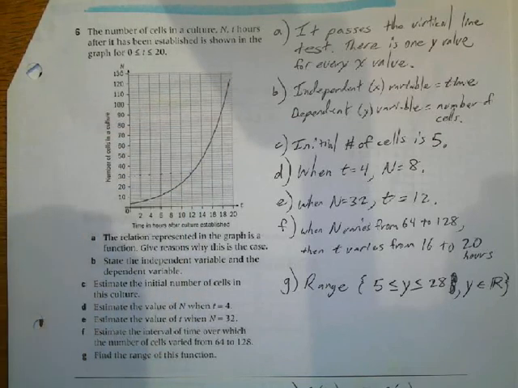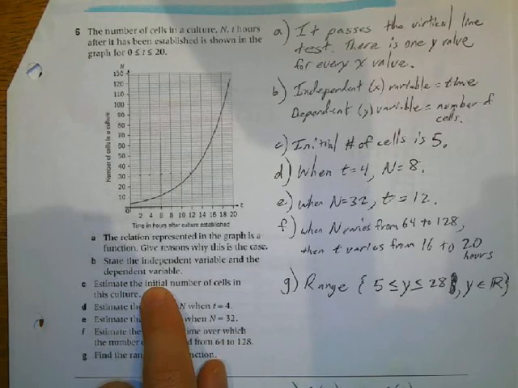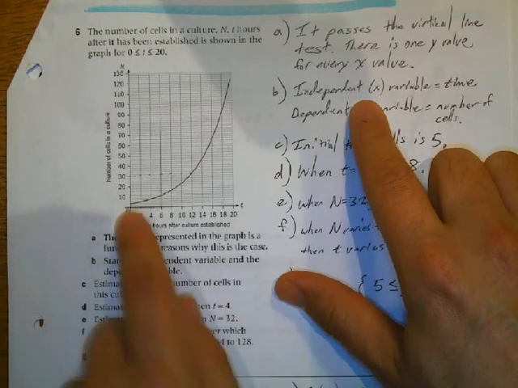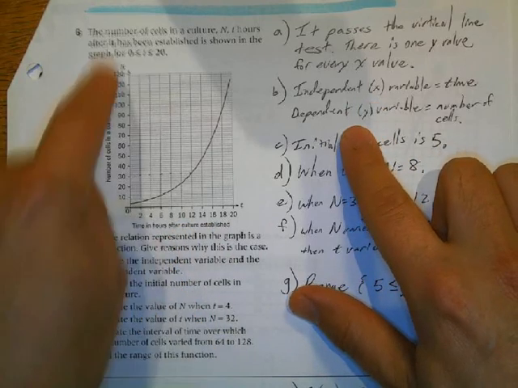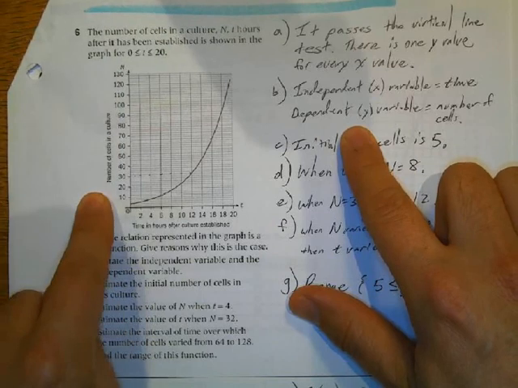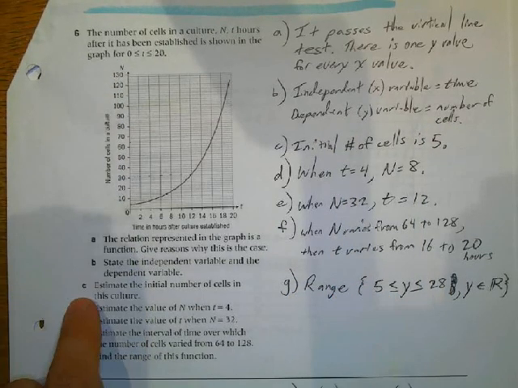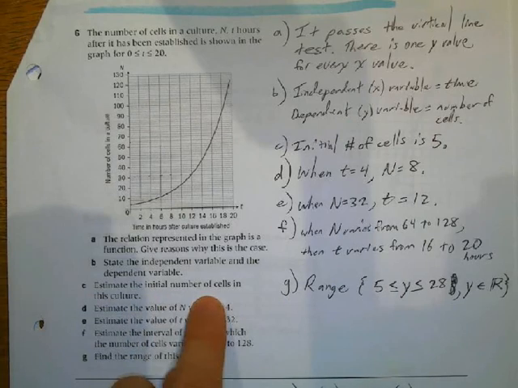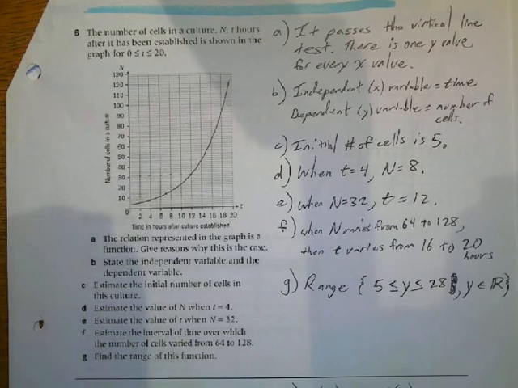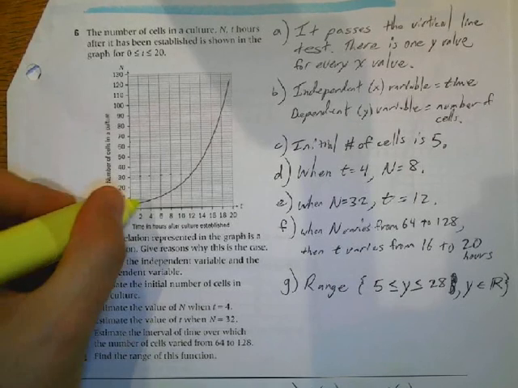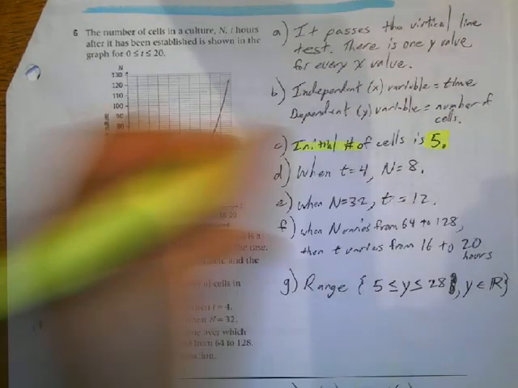Okay, question B. State the independent variable and the dependent variable. So the independent variable is our x value, which is time. The dependent variable is our y value, which in this case is the number of cells. Question C. Estimate the initial number of cells in the culture. So right at the beginning, the initial value, when you look at the graph, it's 5 cells.